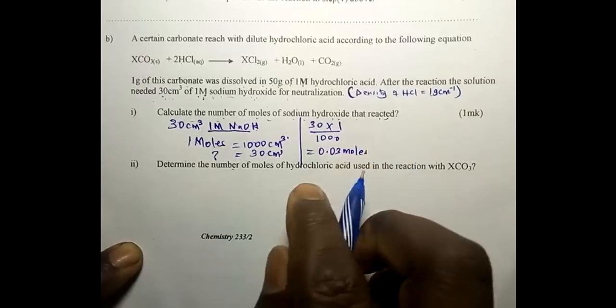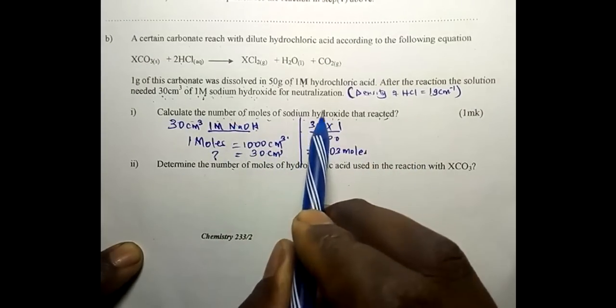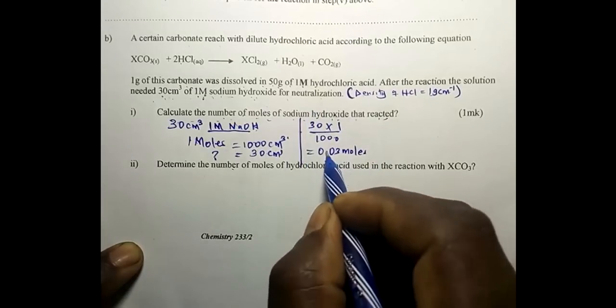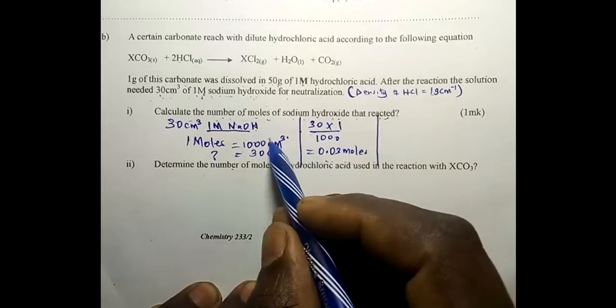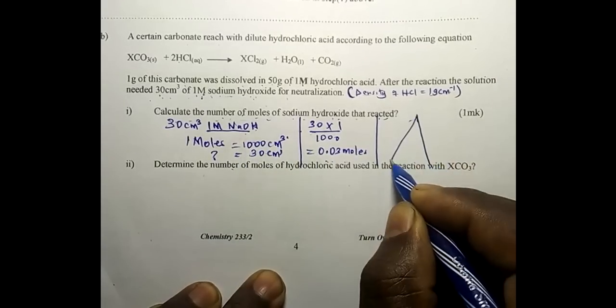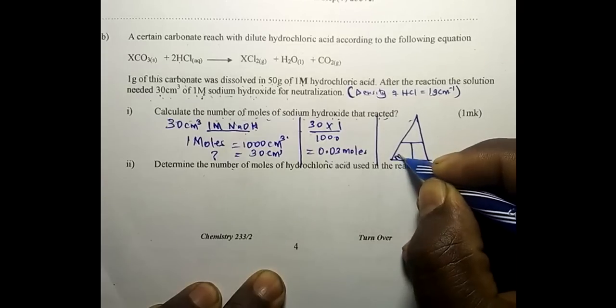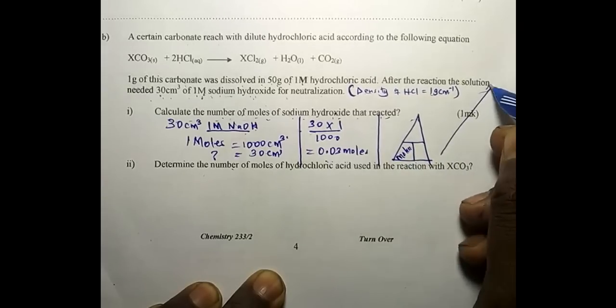So the number of moles of sodium hydroxide that reacted with excess HCl is 0.03. It is very important to know that. When you have molarity, I can give you another formula you can use. There is a triangle here, because we have molarity right here. The space is very small. Let me increase this space.